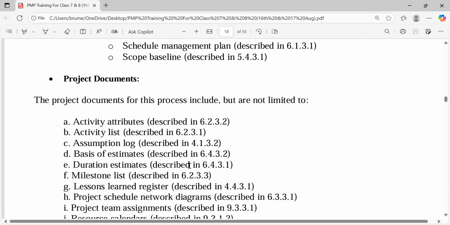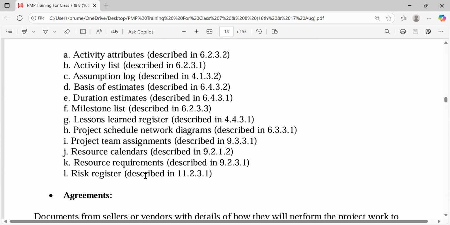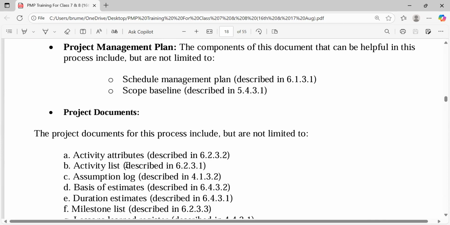The documents we could be citing would include the activity list. Like I told us, the activity list has all the activities identified, all the activities defined, and also their attributes. The attributes would have to do with all the details, the descriptions, the WBS that they fall under, and their IDs, the basis of estimate, the duration estimate, the milestone list, the lessons learned register, the project schedule network diagram, and the resource calendars, resource requirements, and the risk registers. These are project documents that you would see.